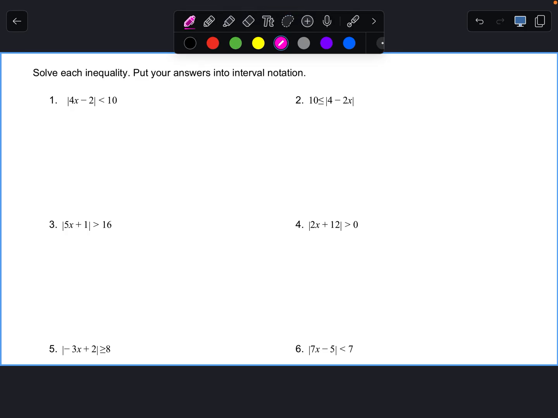Today we're going to be looking at absolute value inequalities. In doing so, the first thing we're going to look at is the directionality of the inequality itself. If it is open away from the absolute value, this is giving me an AND statement. If it's open towards, this is an OR statement.